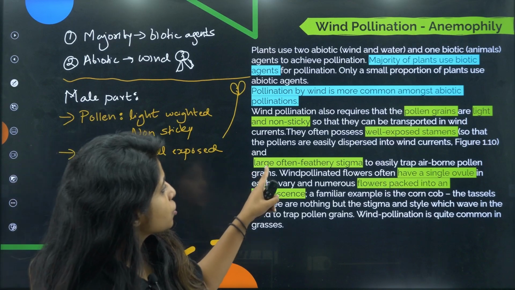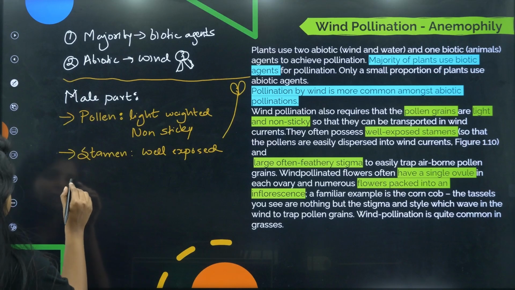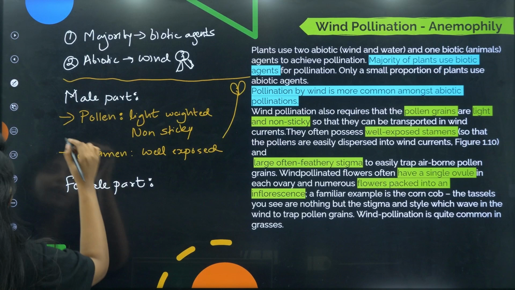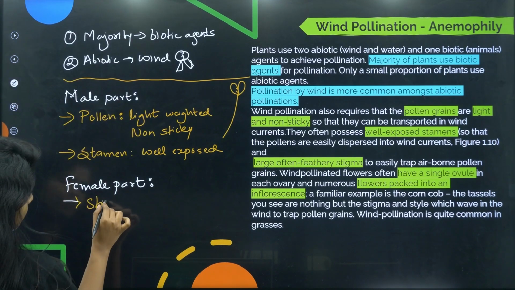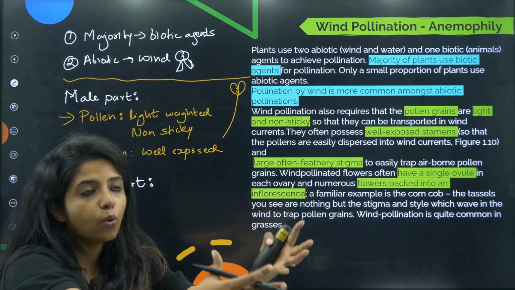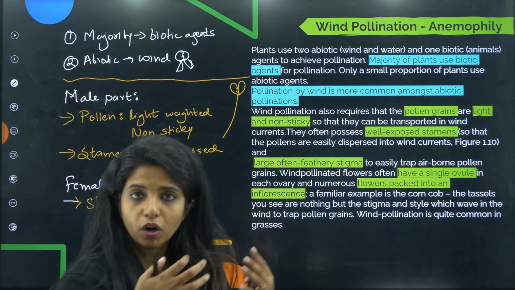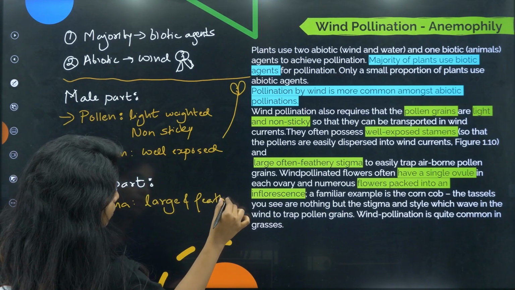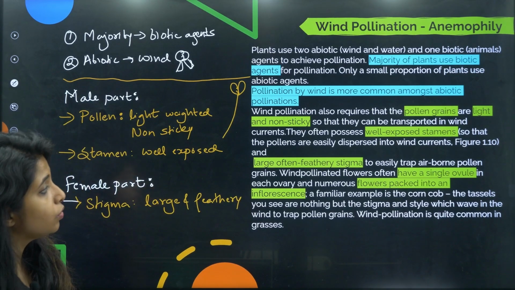Now, large, often feathery stigma to easily trap the airborne pollen grains. Now, we are talking about the female part. Let us write. What do they have? If you talk about the stigma, how is the stigma? It should be large and feathery. Why do you think it should be large and feathery? Feathery because you want to catch things, right? That is why it has to be feathery. The pollen grains which are moving in the wind have to be caught. So, that is why it should be large and feathery, children.